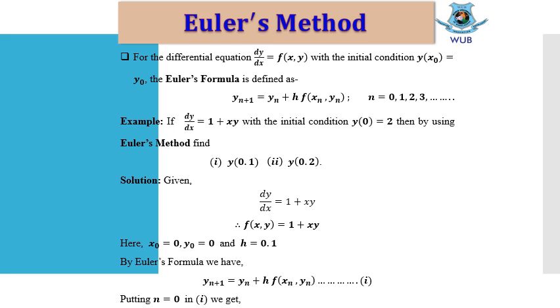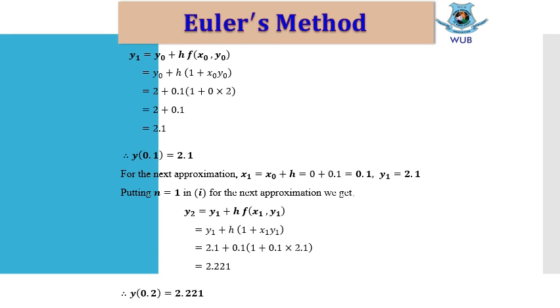So we can write f(x,y) equals 1 plus xy, where x0 equals 0, y0 equals 2, and h equals 0.1 as per the given question. And from Euler's formula, equation number one, if we put n equals 0, which is what the question requires, then we get y1 equals 2.1. That means when x equals 0.1, we get y equals 2.1.